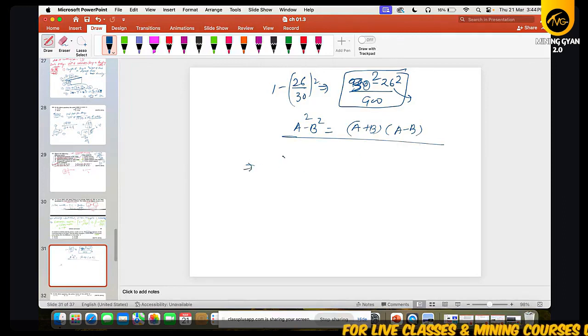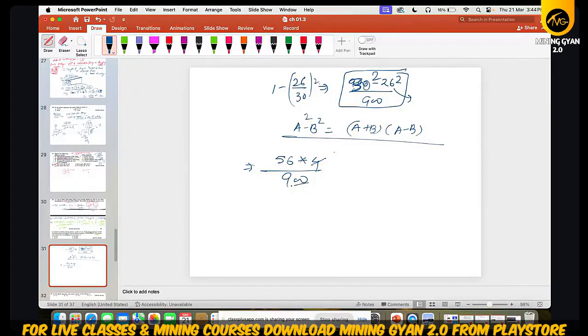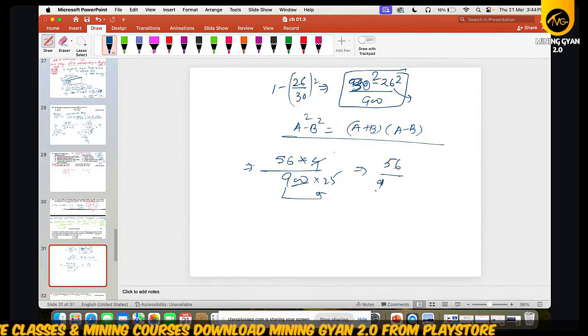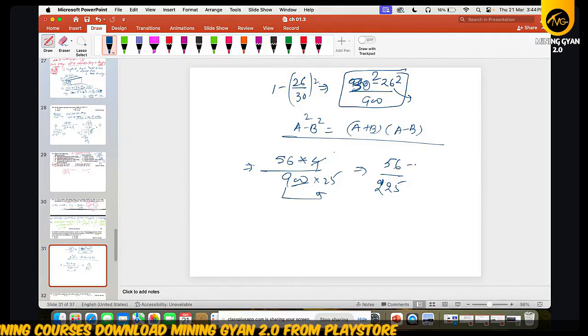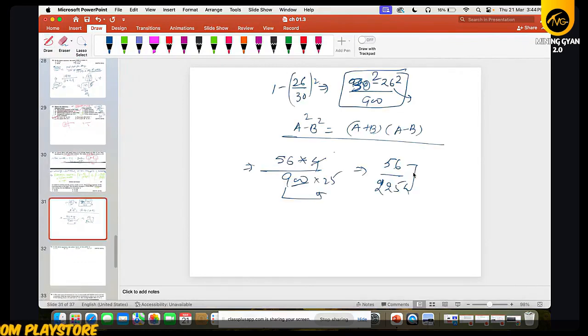So then it will be (1 plus) and (1 minus) terms, divided by 900. Then you can easily calculate the division. So it will be 25 times 56, which is 200 plus 225. Now it will be simple, you can divide and solve it. The answer will come in decimal points.